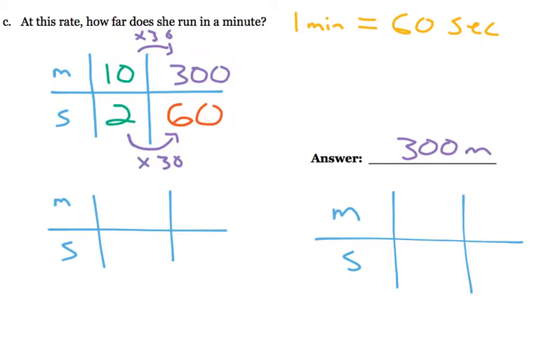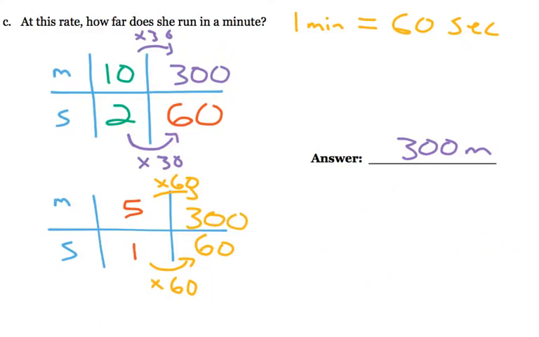We could have also done it with the unit rate from earlier. So from earlier, we figured out the unit rate is 5 meters in 1 second. If I multiply 1 second by 60, that would give me what we want, 60 seconds. And then 5 times 60 is also 300. And I guess one other way worth mentioning is that you could have written an equation.